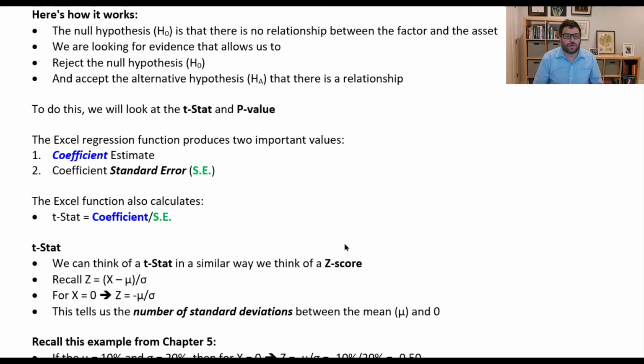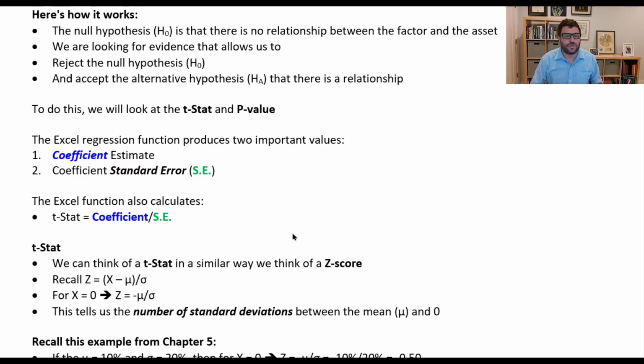So here's how it works. We have to overcome this null hypothesis. The null hypothesis is that there is no relationship between the factor and the asset. The market does not describe the returns of the asset. Later, we'll have things that might be more in question, like, is it the case that this particular stock's return is described by energy prices, or exchange rates or interest rates or some other factor?